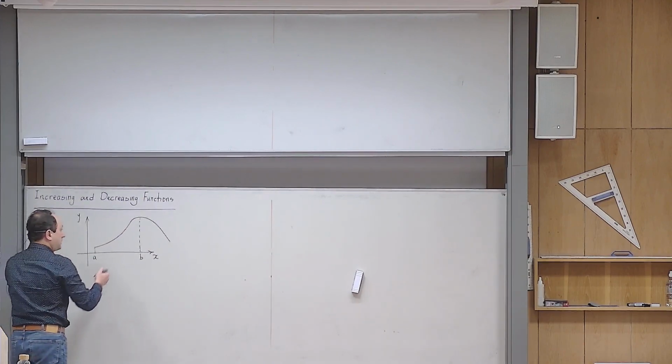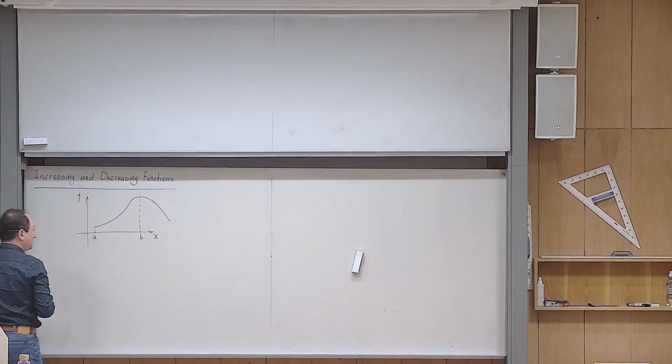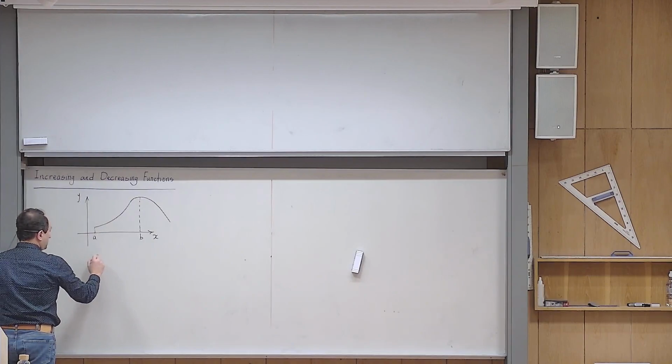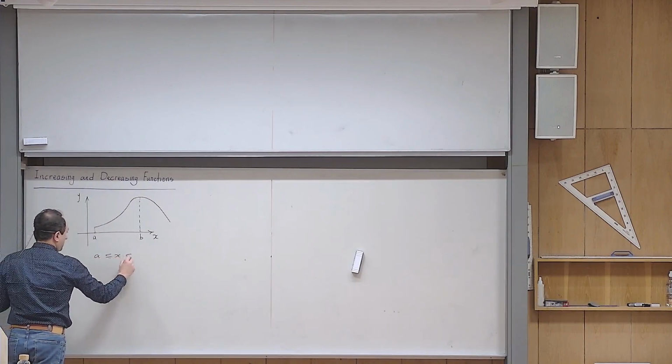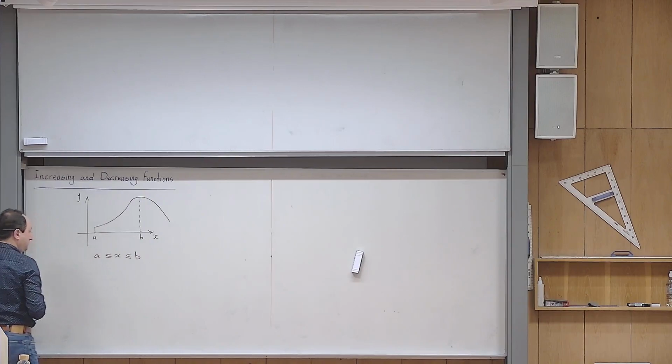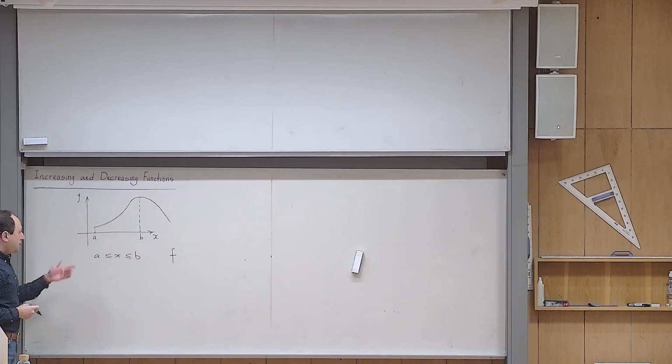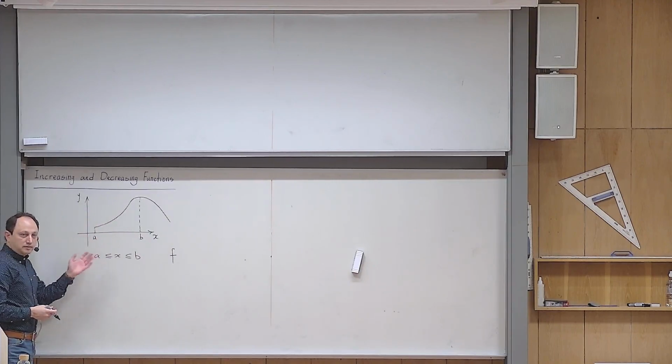But if I want to define them rigorously, how can I define them? Say I have this interval between a and b, and I have a function f. Can you tell me how I can define this idea mathematically? Because using the graph, it is extremely simple to understand where the function is increasing or decreasing. But if I want this idea in a mathematical way, how should I define that?